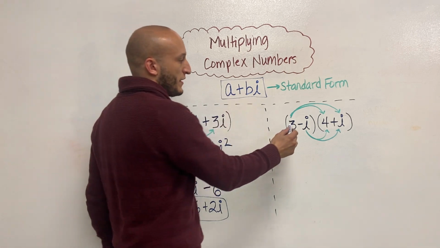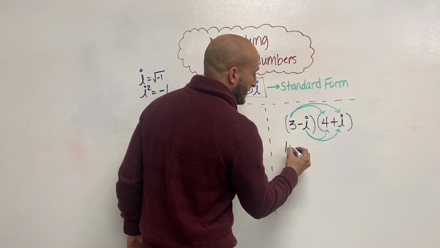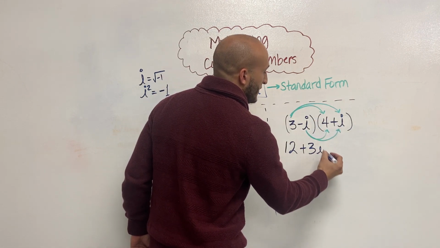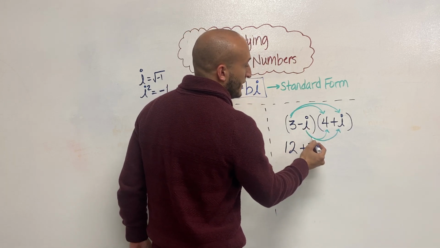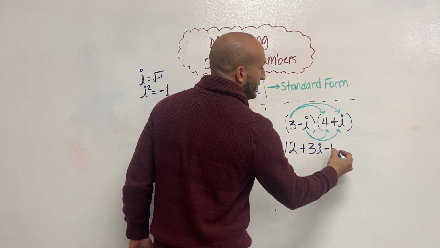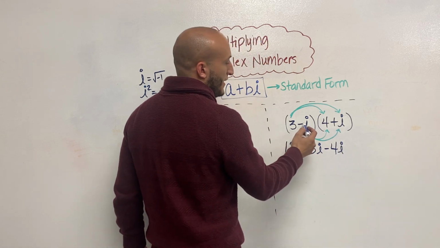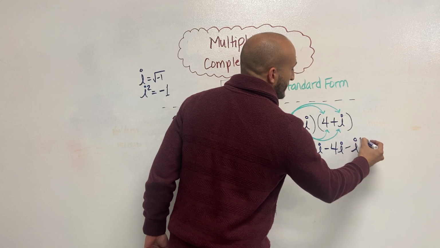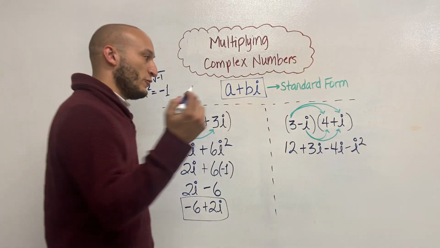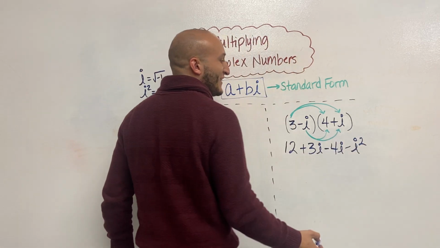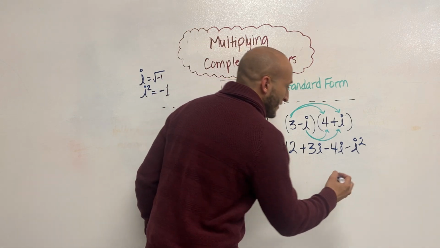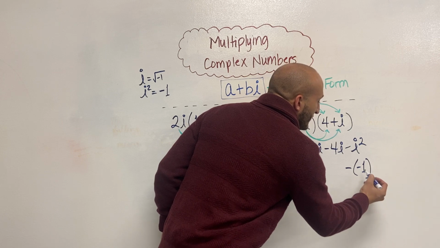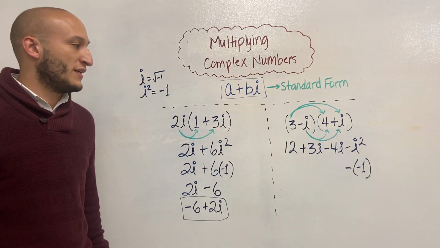For the next one, 3 times 4 is 12. 3 times i is a positive 3i. Negative i times 4 is a -4i. Negative i times a positive i will be a negative i squared. There we see that i squared again. So we're going to replace it with a -1.